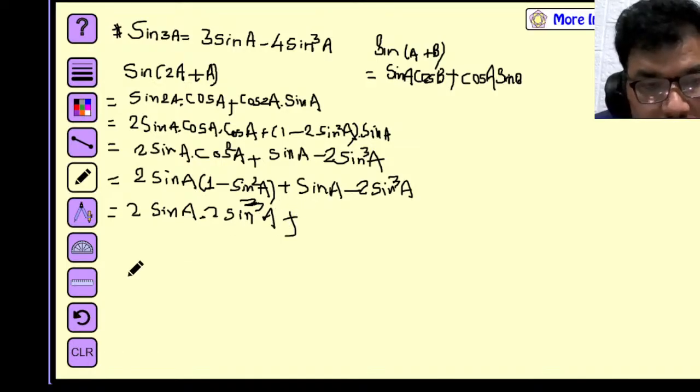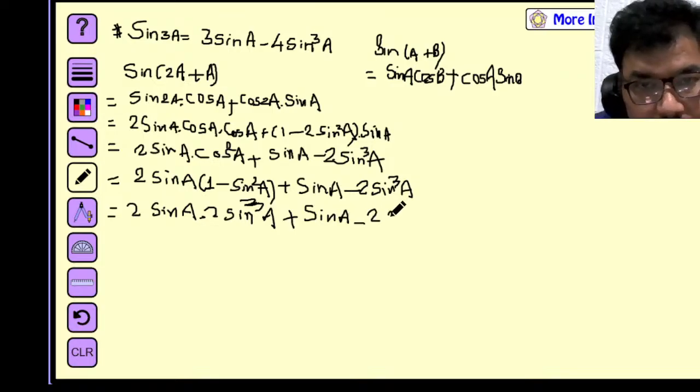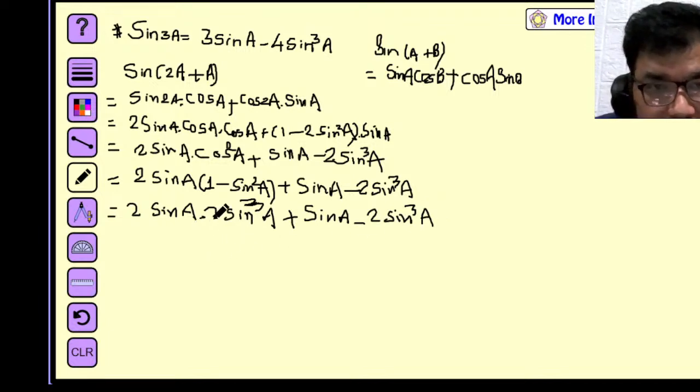Plus, let's write the same, sin a, minus 2 sin cube a, like this one. Here is 2 sin cube a, here is also 2 sin cube a, it will be 4 sin cube a, and this 2 sin a plus sin a, that's why it will be the right answer like this.